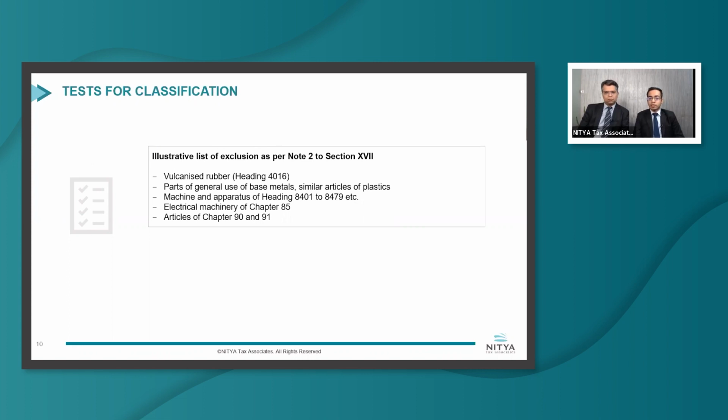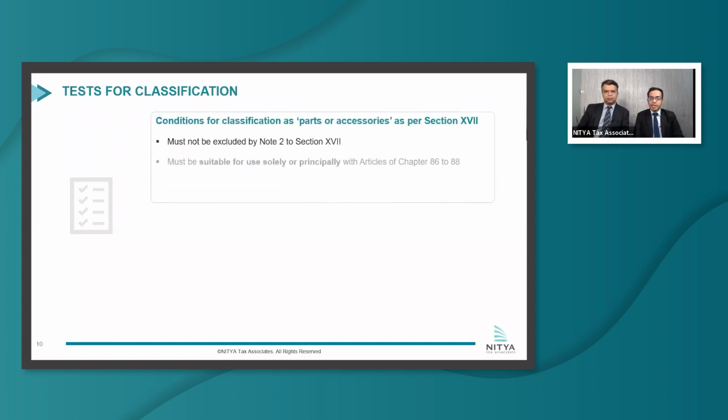There are other parts as well, for example, chapter 85 products and chapter 91 products, which remain classified under specific headings only, instead of being classified as a part of Section 17. The second test is that, to be classified under Section 17, the particular product should be suitable for a particular vehicle only. It should not be a generic product.